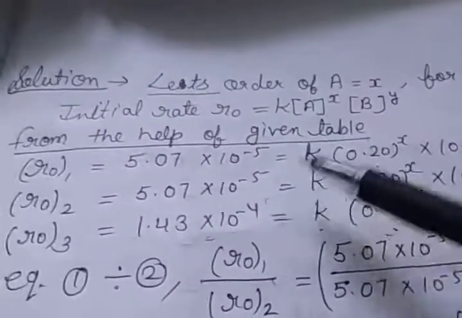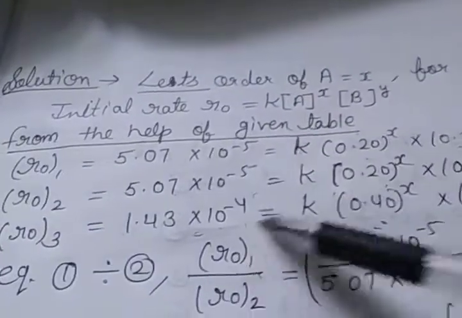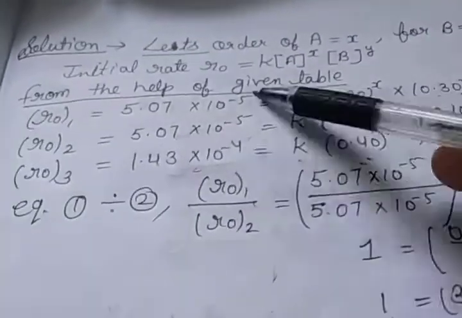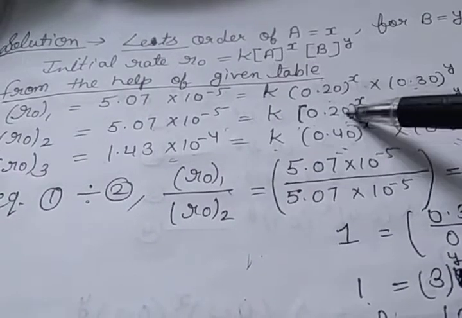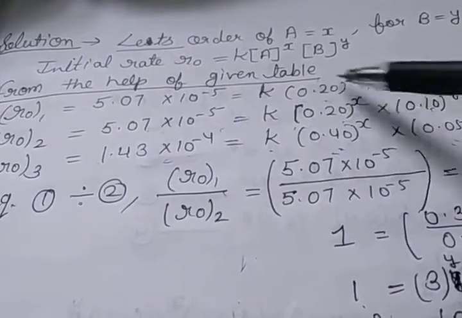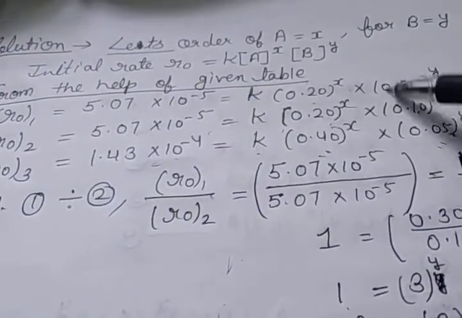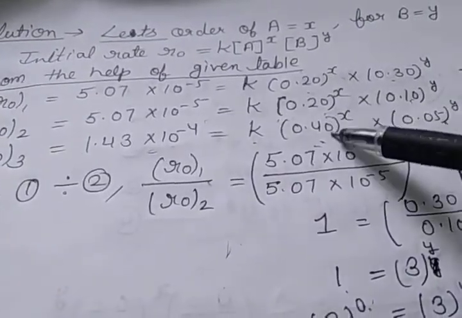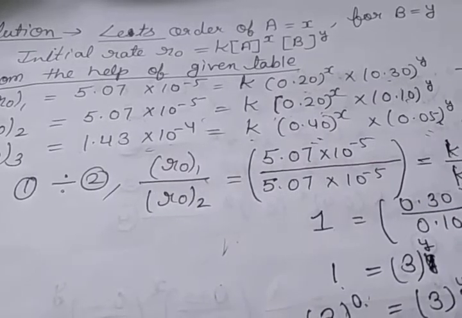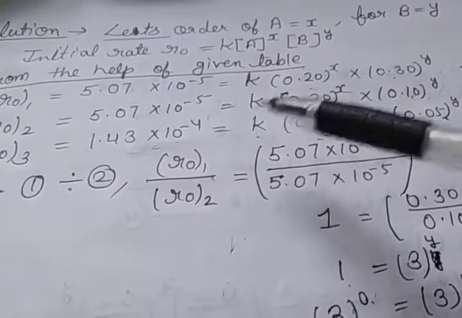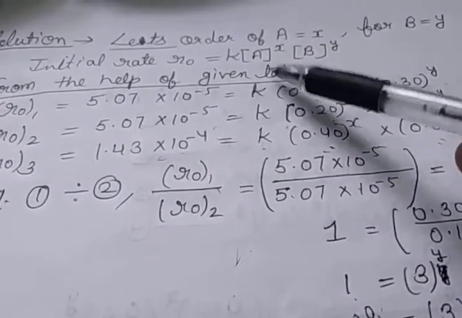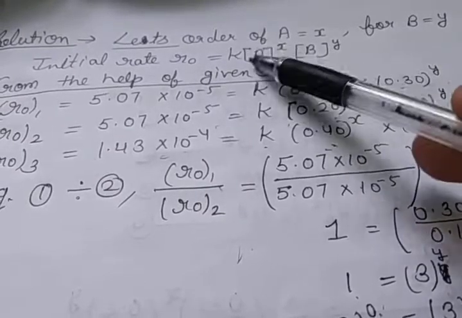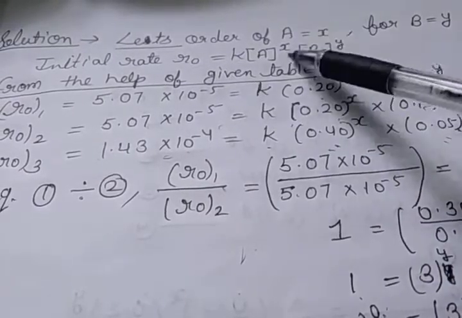So first, whenever any table is given, first you focus on the table. From the table we have to put in the values. Whenever you see the first and second, this has a common value, so we can easily find the y value. Then third divided by second, because we have to find the x value, and then put in the y value. Then after the x and y values come, put the powers in the rate of the reaction, and the sum of the powers is the order of the reaction.